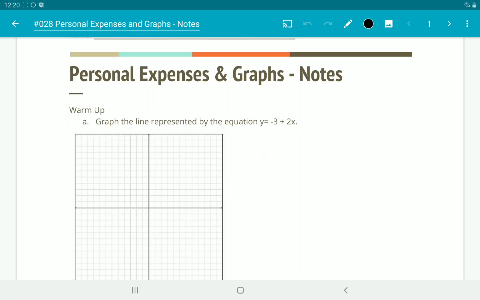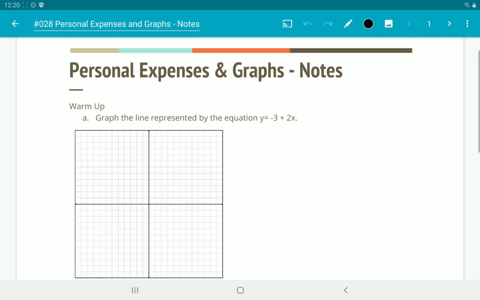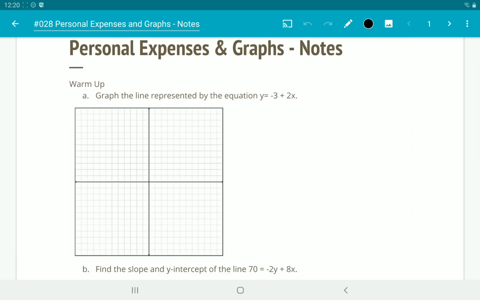Hey guys, so today we're looking at personal expenses and some graphs that go with them, and being able to read graphs based on personal expenses. As a warm-up, we are again going to graph a line represented by this equation. It's already in the form y equals mx plus b, but it needs to be flipped around a little bit, so it's y equals 2x minus 3, okay?